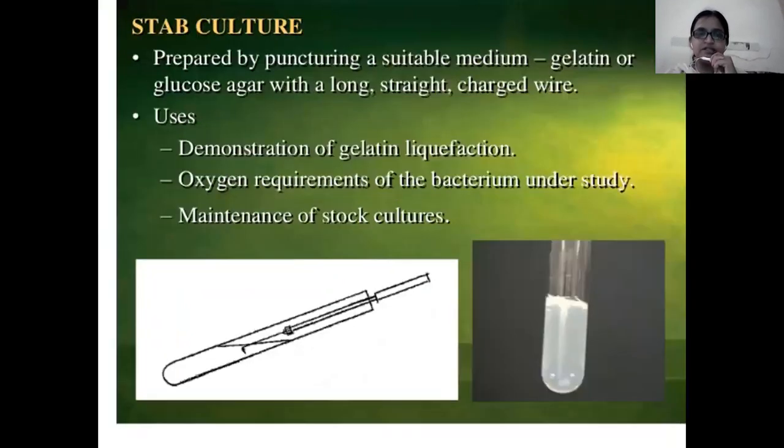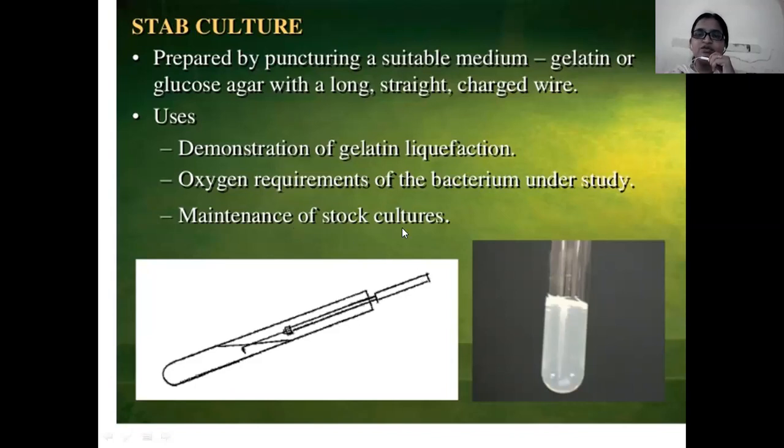Next is stab culture. Stab means again we have to pierce into the medium. Here we can see we are going into the medium, solid medium. So here we are puncturing the suitable medium, gelatin or glucose agar, with a long straight charged wire. It is used for demonstration of gelatin liquefaction, oxygen requirement of the bacteria, or maintenance of a stock culture.